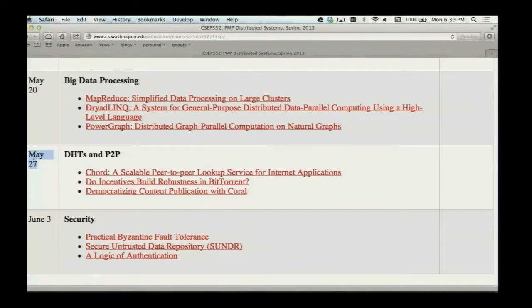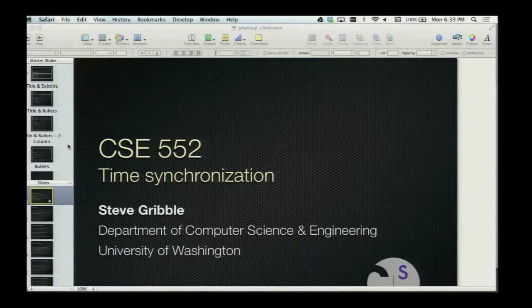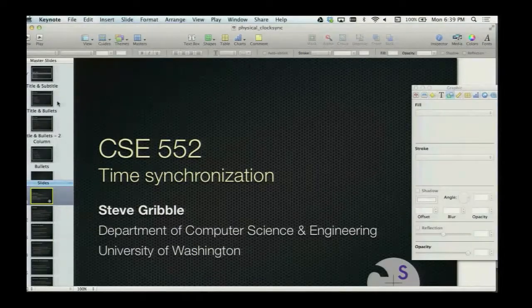Okay, let's talk about the papers for this week. I love this set of papers. It's some of my favorite. I wanted to start by talking about the physical clock synchronization topic, so NTP. And I guess I wanted to start by asking, what's the goal of clock synchronization? Simple question, so hopefully a simple answer.